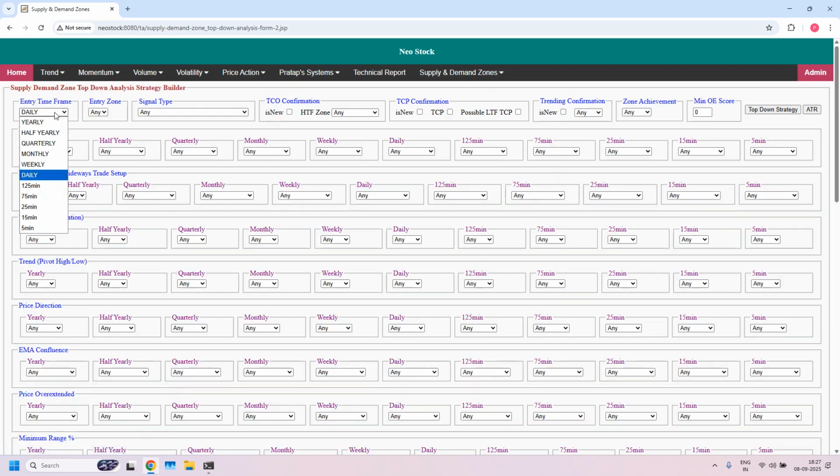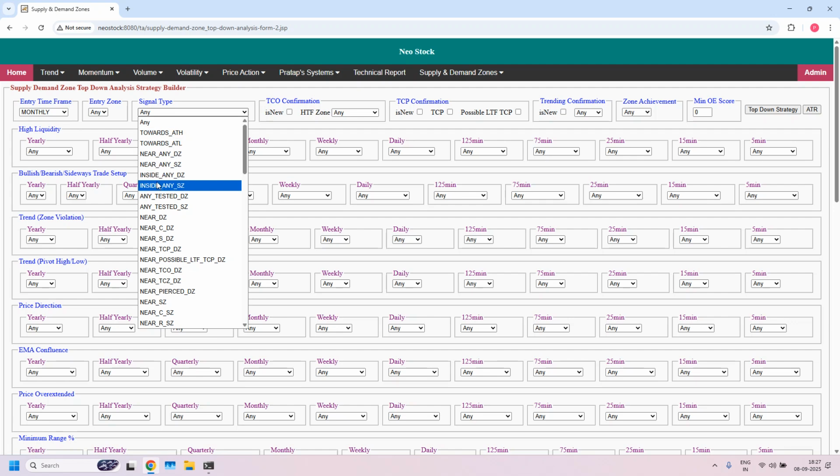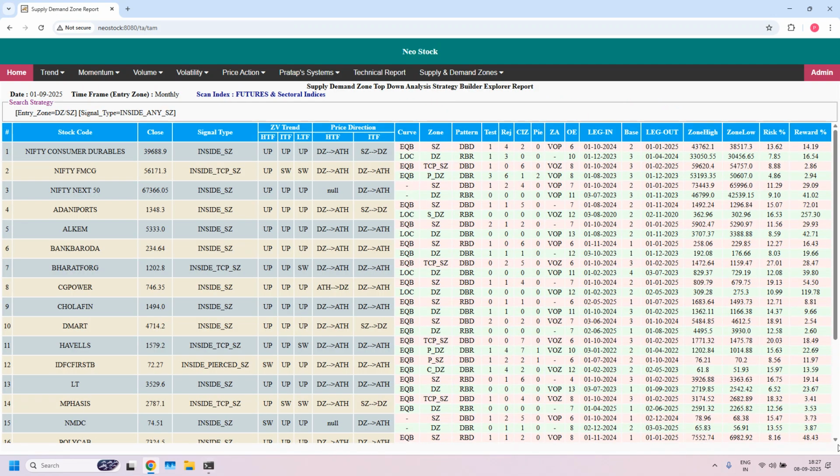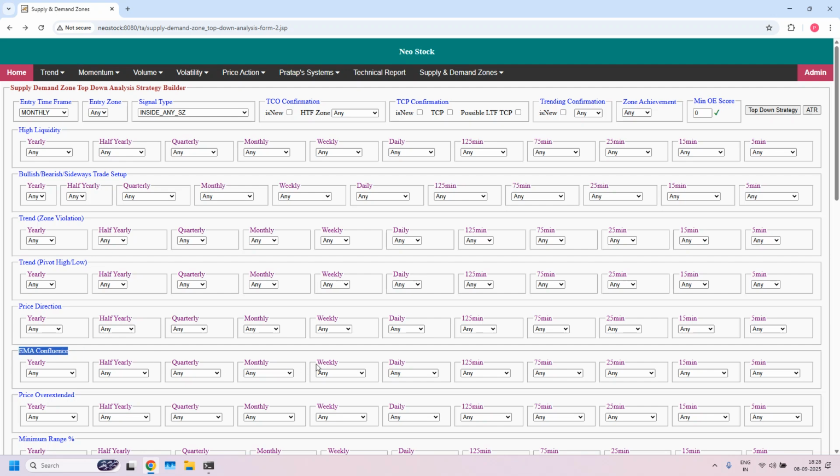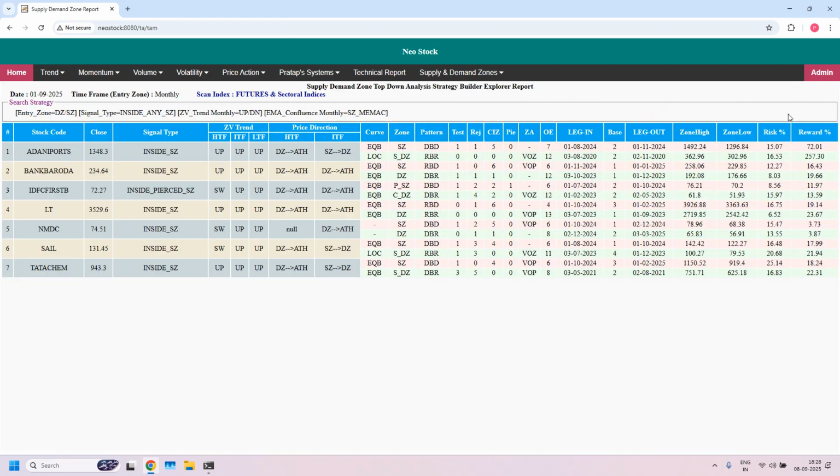Okay, next, price closed inside the monthly supply zones. First 15 stocks in the list. Scrolling the list down, total 23 stocks are filtered. We can further filter this list based on monthly supply zone having monthly EMA confluence. And also trend on the monthly should not be sideways. We got 7 stocks.